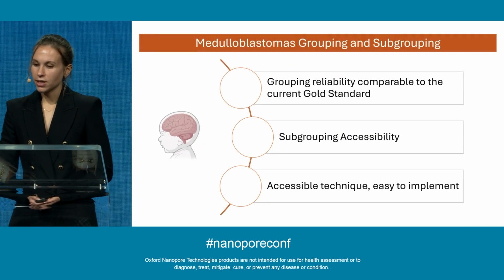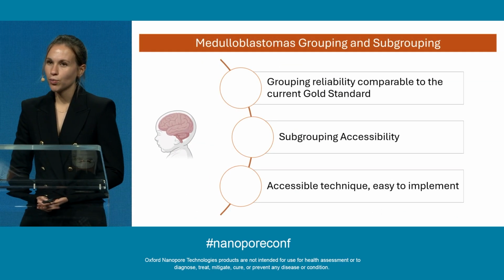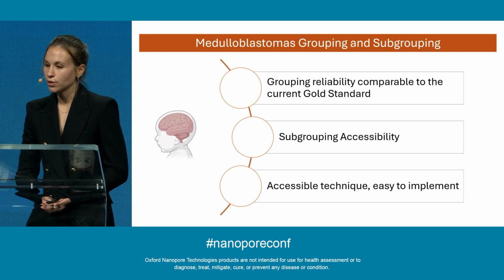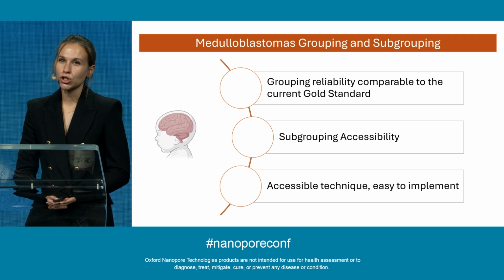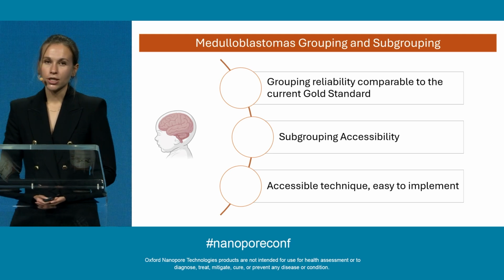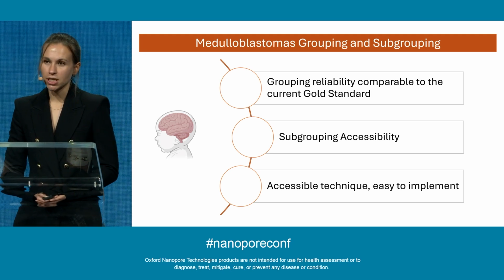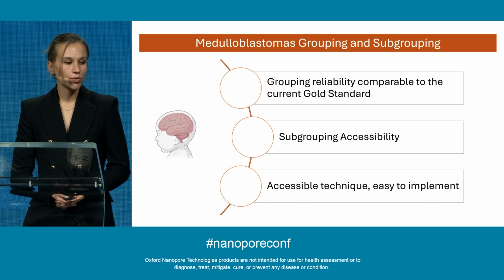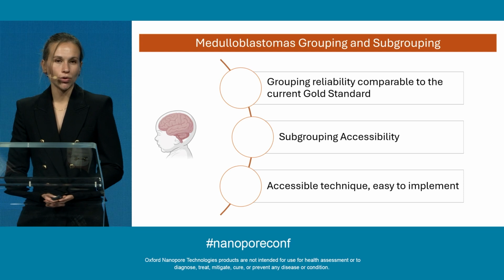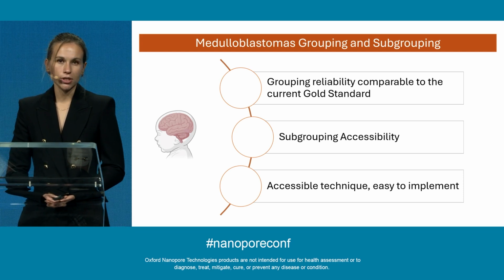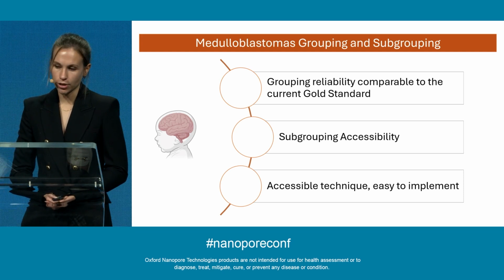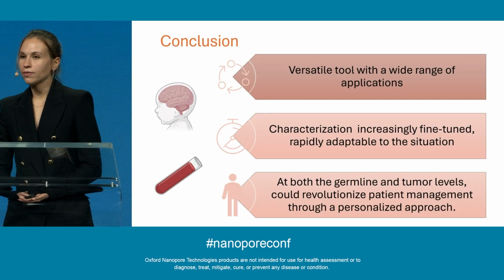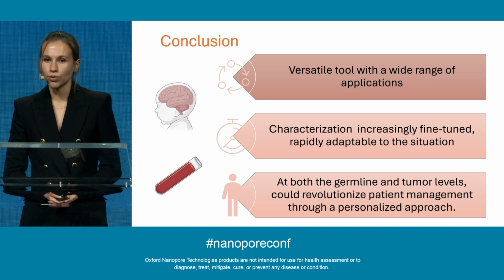So for this part, we were really happy to conclude that the grouping reliability obtained with nanopore sequencing is comparable to the current gold standard, and that we could also have access to subgrouping of medulloblastomas. So this is really an accessible technique which is easy to implement and is particularly suitable for emergency situations, because we could imagine loading just one tumor on a Flongle flow cell and obtaining the results of classification within 24 hours.